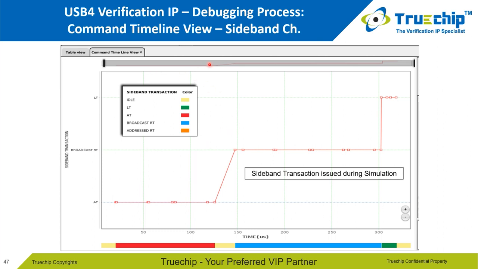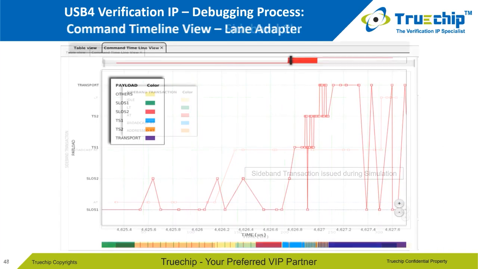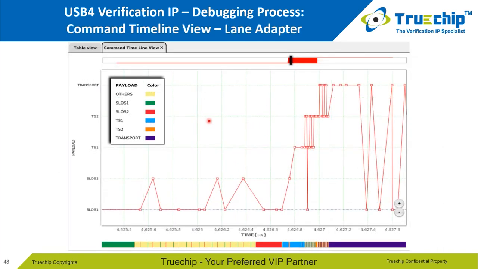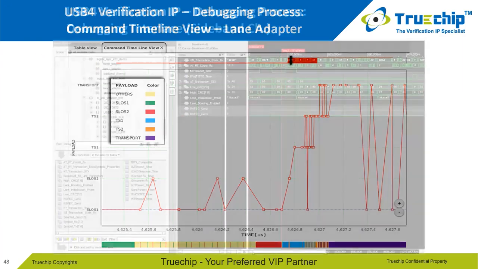Here in this command line of the sideband channel transactions are generated, so one can see here during the simulation. Another example is shown for lane adapter where the different order sets and transport layer data is shown. One can run regressions, test cases, and do integration as well with the help of TrueEye.